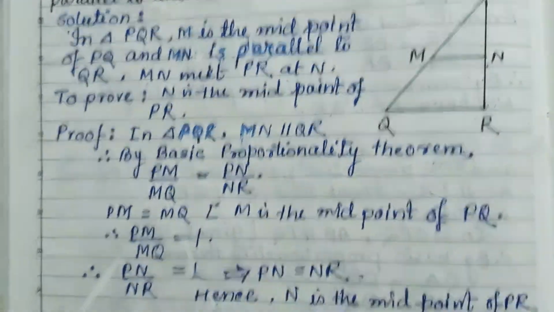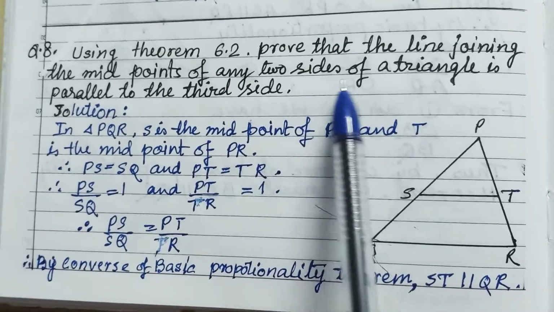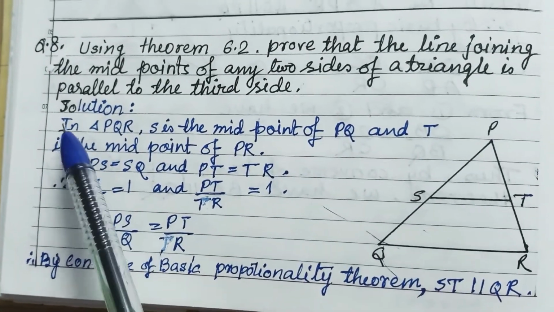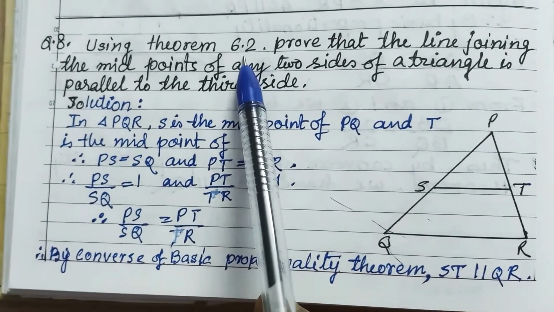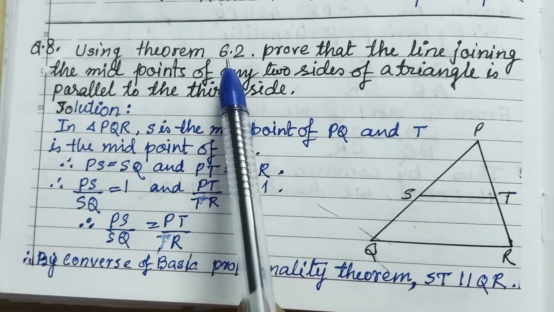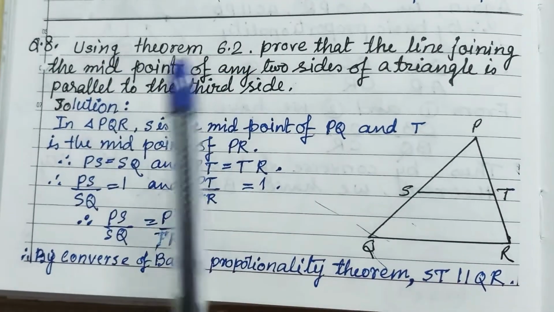Got it? Next question. Using Theorem 6.2, prove that the line joining the midpoints of any two sides of a triangle is parallel to the third side. Theorem 6.2 means it is the converse of the Basic Proportionality Theorem. You have to use this theorem.